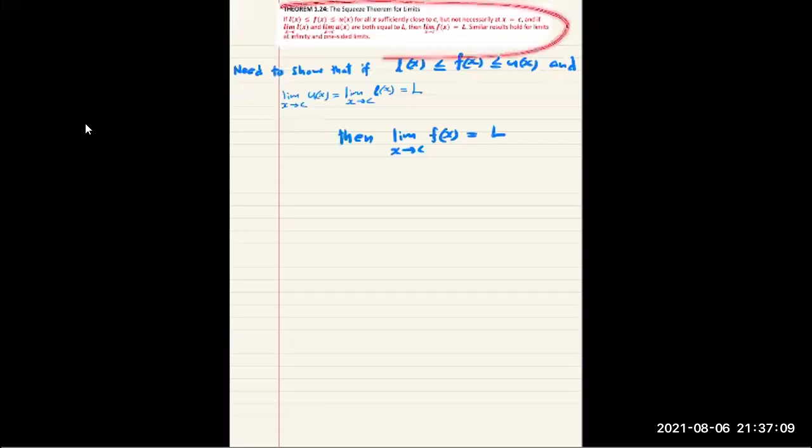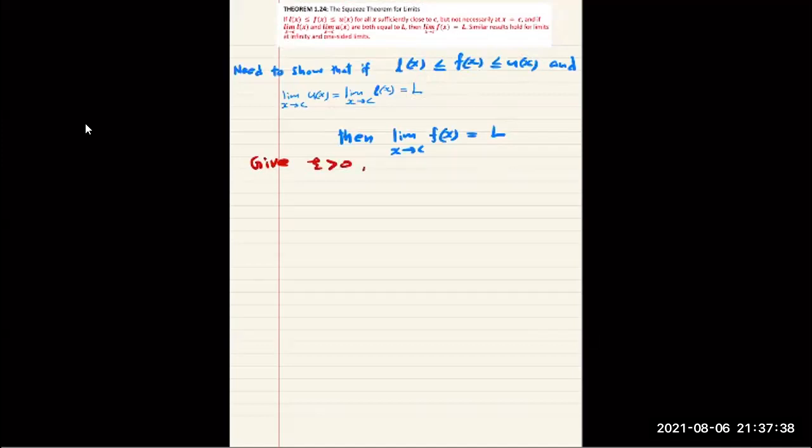I copied my theorem over to here again. We need to show that if f of x is stuck between L of x and u of x, and the limit of u of x and the limit of L of x are both equal to L, then the limit of the middle function is also L. That's what I want to show. So let's start the proof this way. I'm going to start with any given epsilon greater than 0. By the way, I'm going to use the formal definition of limits.